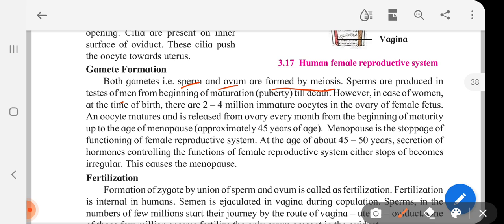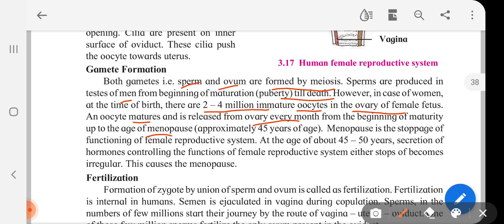Sperms are produced in the testis of man from the beginning of maturation, that is puberty, till death. However, in the case of women, at the time of birth there are 2 to 4 million immature oocytes in the ovary of the female fetus. Right from birth they have these immature oocytes in their ovary. An oocyte matures and is released from the ovary every month from the beginning of the maturity age to the age of menopause.